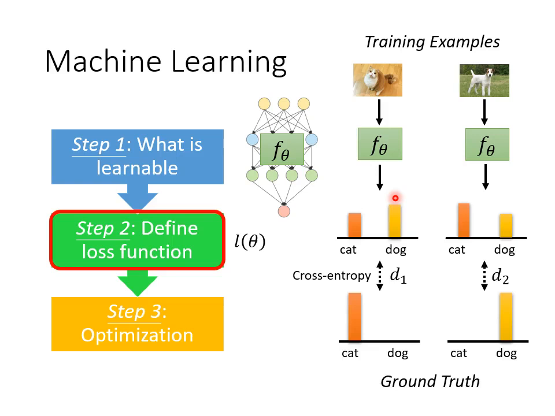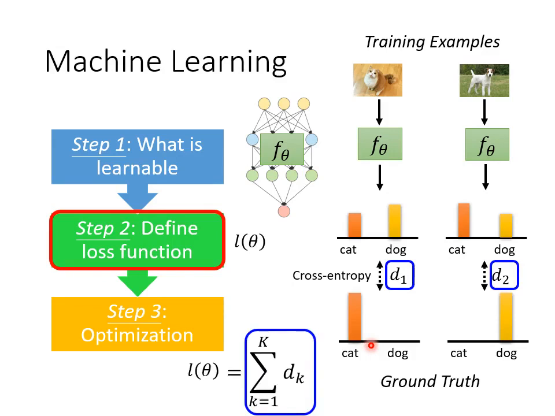After you compute the difference between the output of the function and the ground truth, you know how good a function is. You will sum up the cross-entropy of all the examples. Then you obtain the loss function, L of theta. And L of theta is what you're going to optimize in the next step.